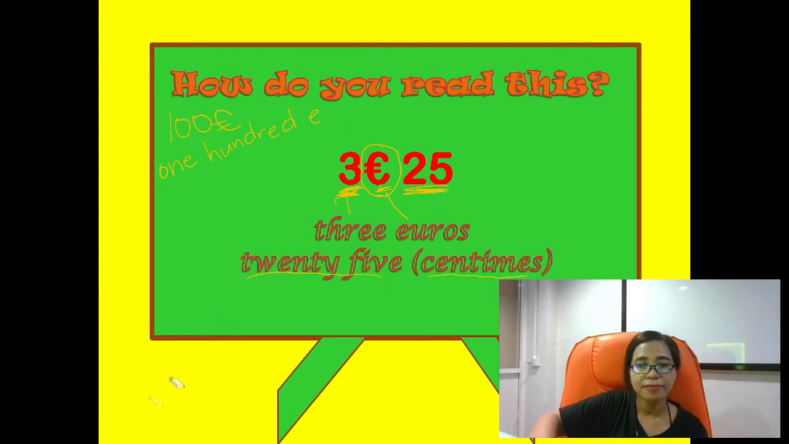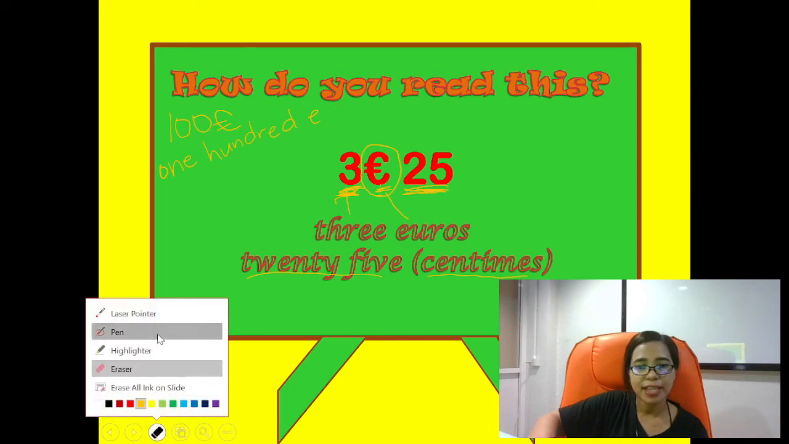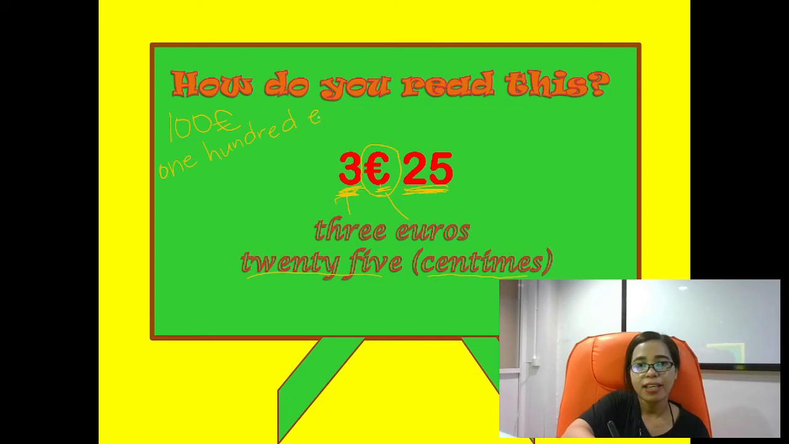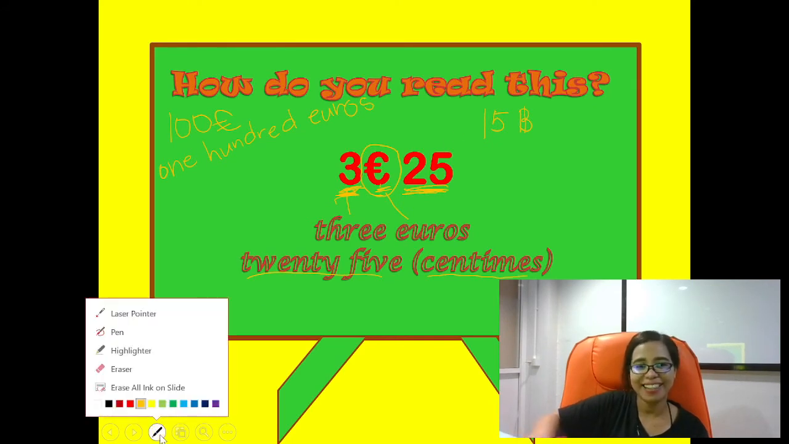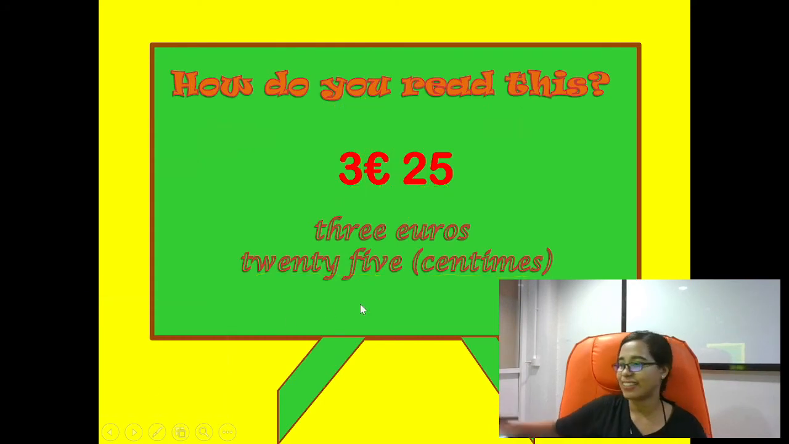Okay, so let's continue writing. Okay, so where are we? Okay, euros. So that is 100 euros. Okay, how about this one? Okay, that's 15, but that's Thai money. Okay, so let's go next.